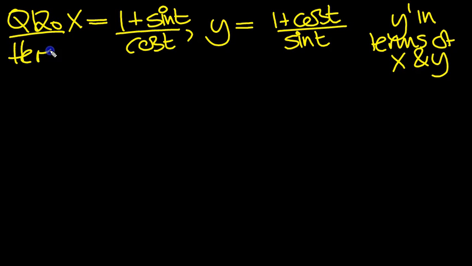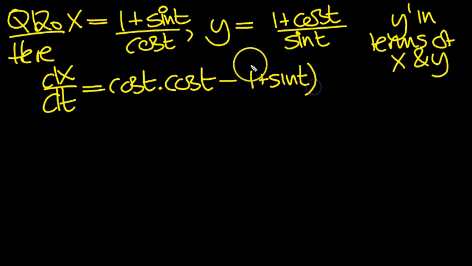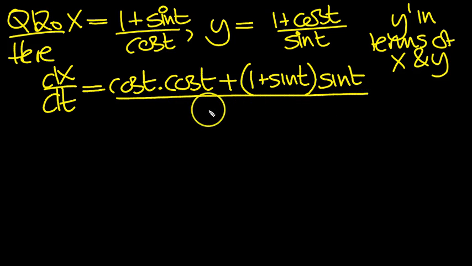So here, dx/dt, quotient rule: v times du/dt, so sine differentiates to cosine, minus u, 1 plus sine t, times dv/dt, which cos goes to minus sine, so that becomes a plus and that becomes a sine, all over v squared. And v is cos t, isn't it? So it's cos squared t.